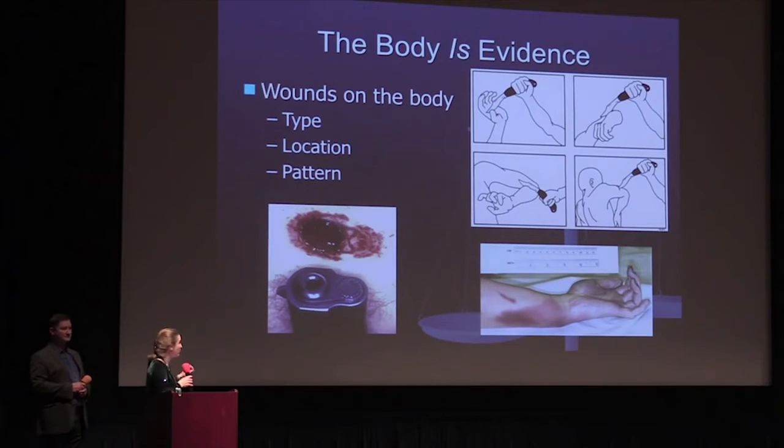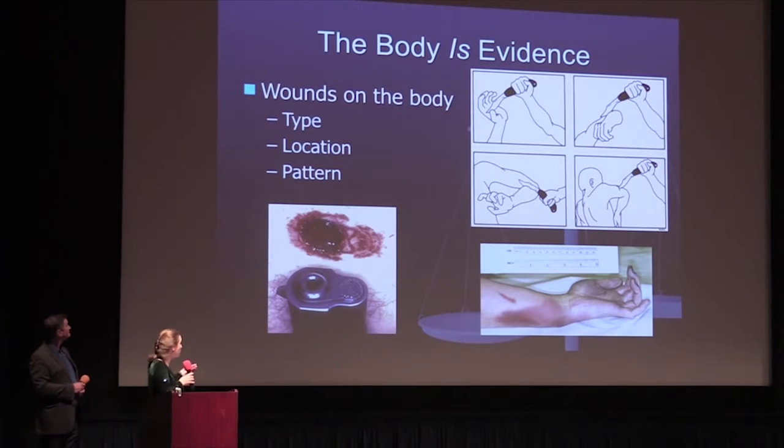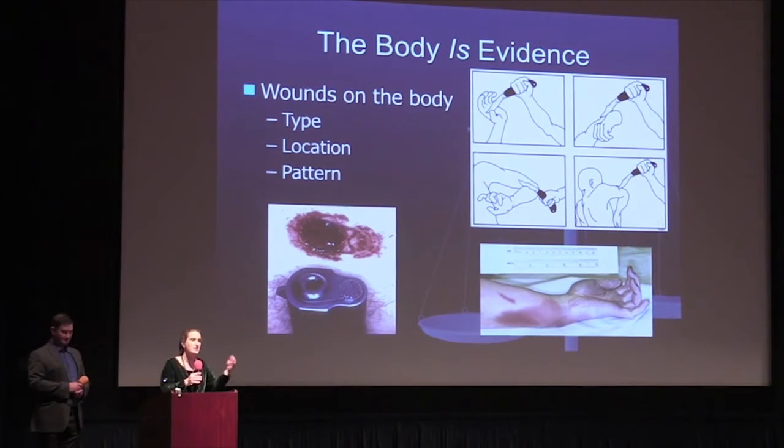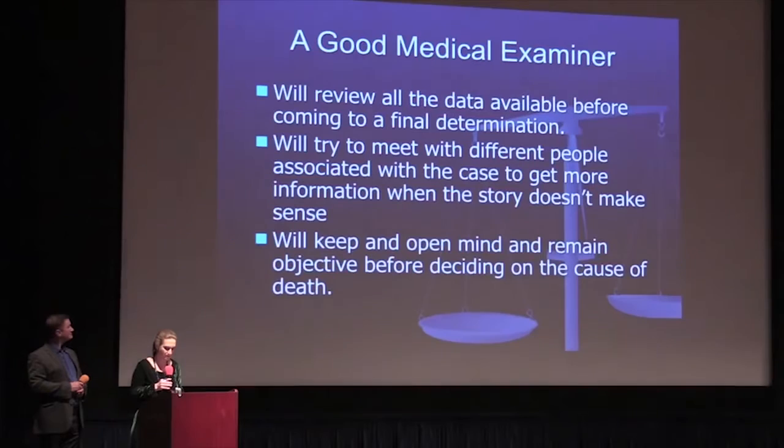So the body itself, when we look at a dead body, that body is evidence itself. And the wounds on the body, the wounds we document, are evidence. They're types of wounds, whether they're blunt trauma or sharp trauma, as you see on the right, the gunshot wound that you see on the left, whether the location of the body and the location of those wounds on the body indicate how what went down happened, and the pattern of those injuries, whether they're defensive injuries, as you see in the up top corner, that would indicate that there was a struggle.